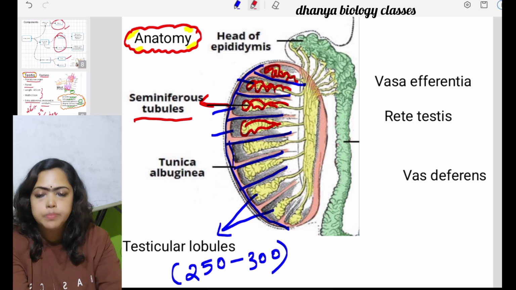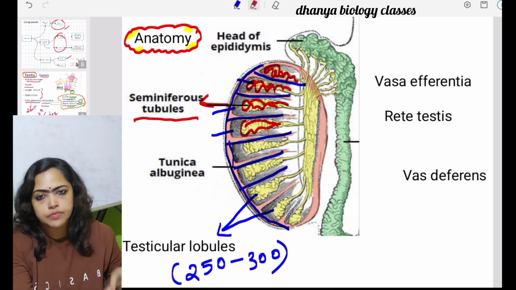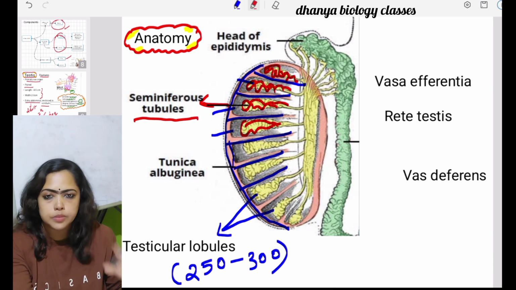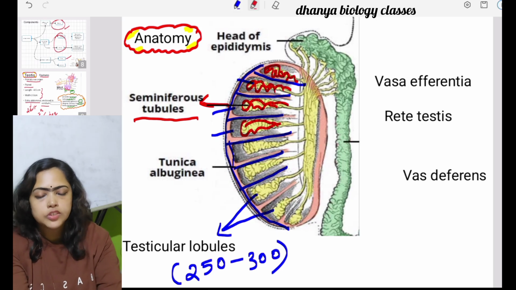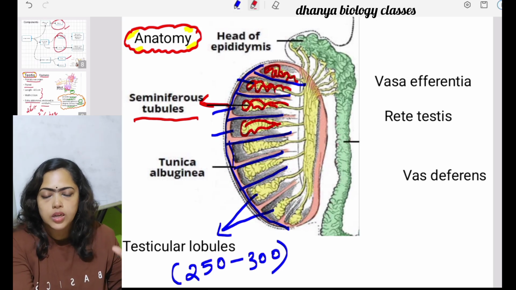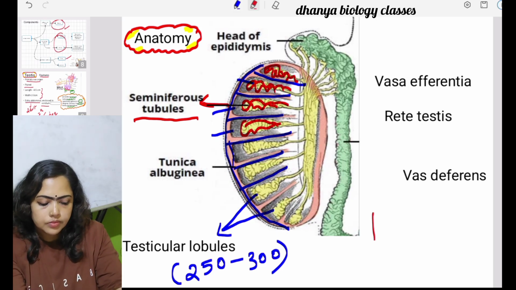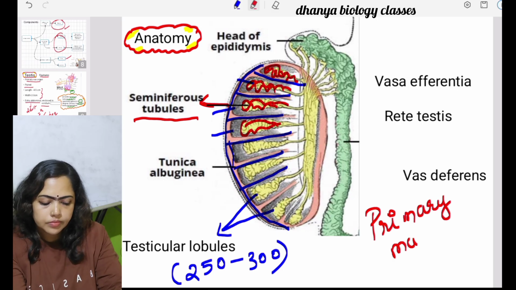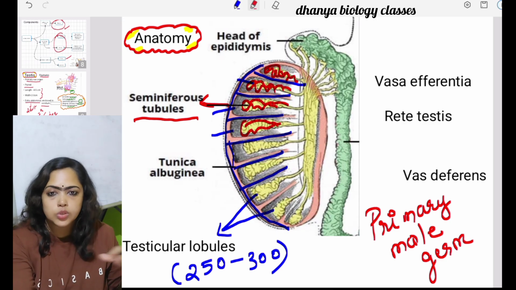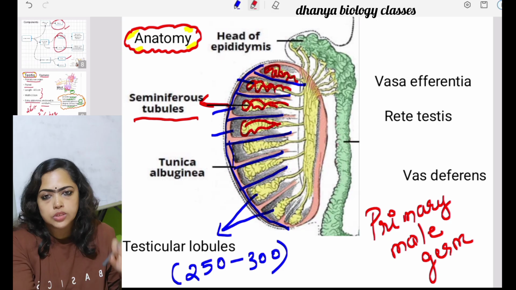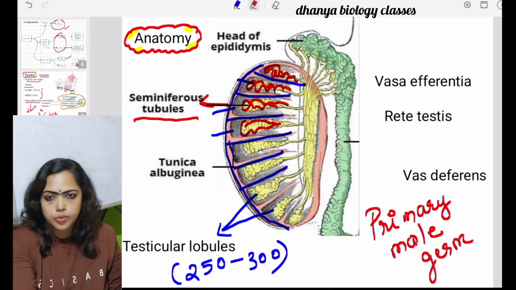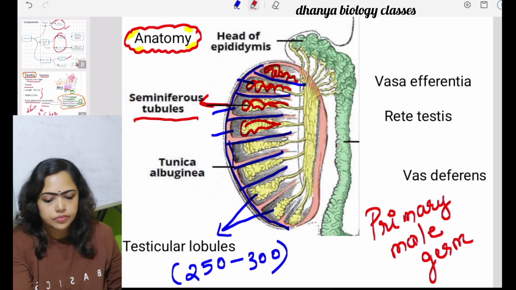And this is very important because these are the tubular part which is involved in the production of sperm. Okay, that is, the seminiferous tubule carries a particular cell called primary male germ cell. And this cell is also called as spermatogonium. Okay. And this cell undergoes meiotic division to form what? Sperms. Okay. So this is the role played by the seminiferous tubule, that is sperm production.